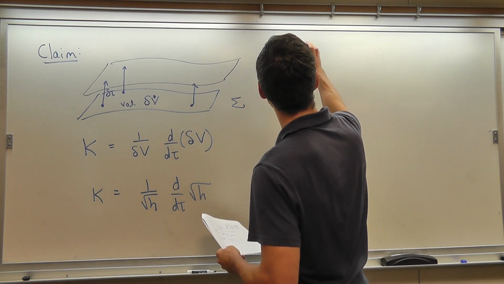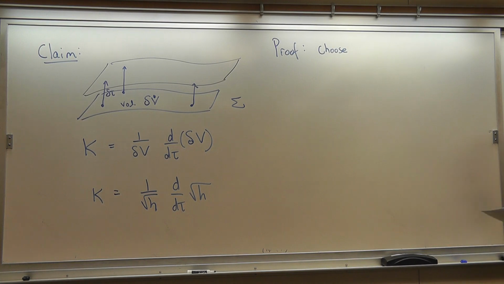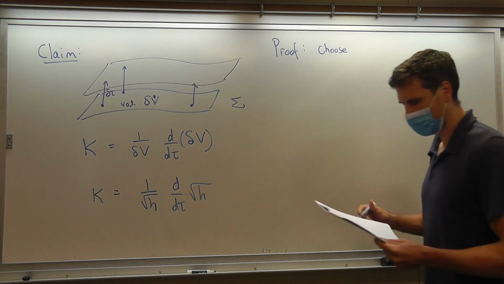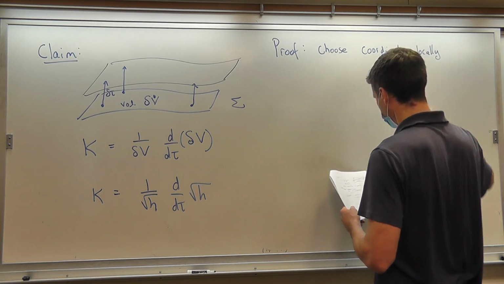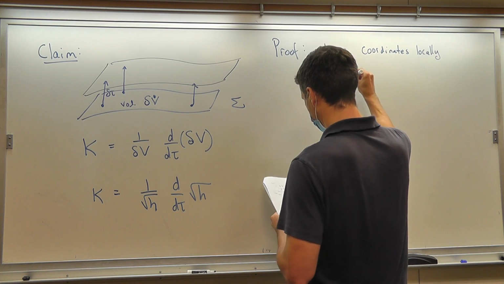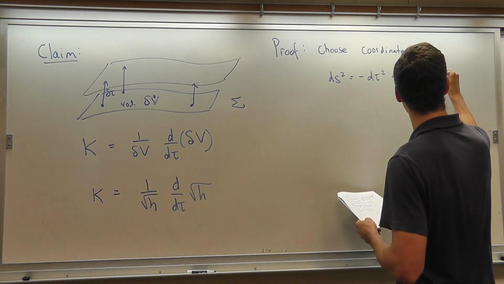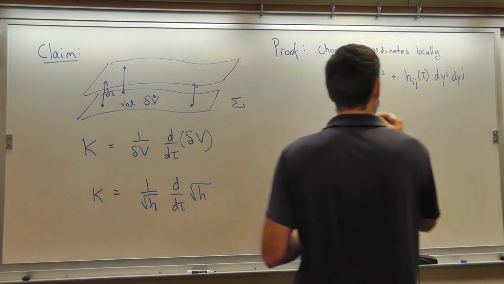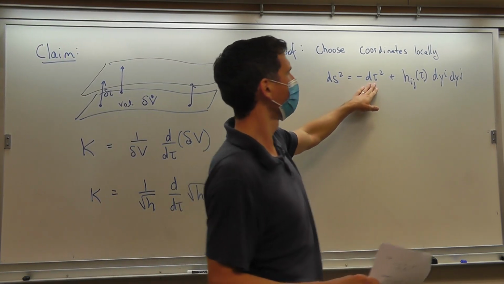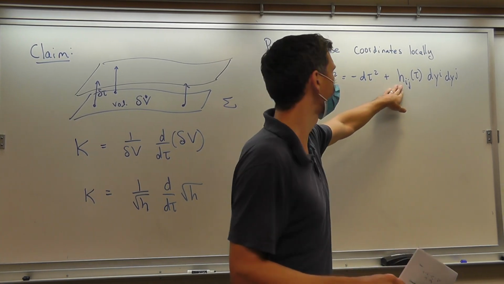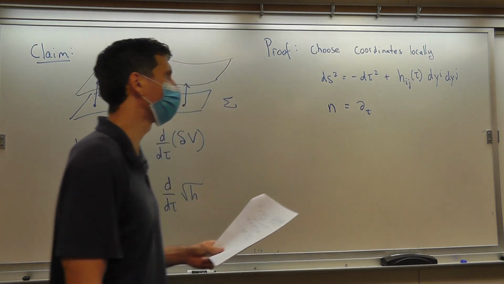So let's prove this. There's a covariant proof in Poisson that takes like 4 pages, or you could just choose coordinates locally and save yourself a lot of trouble. So locally, you can choose ds² = −dτ² + h_ij(τ) dy^i dy^j. Here τ is proper time in the τ direction, and h_ij is the induced metric on the hypersurface. And the normal n is obviously just the unit vector in the τ direction.